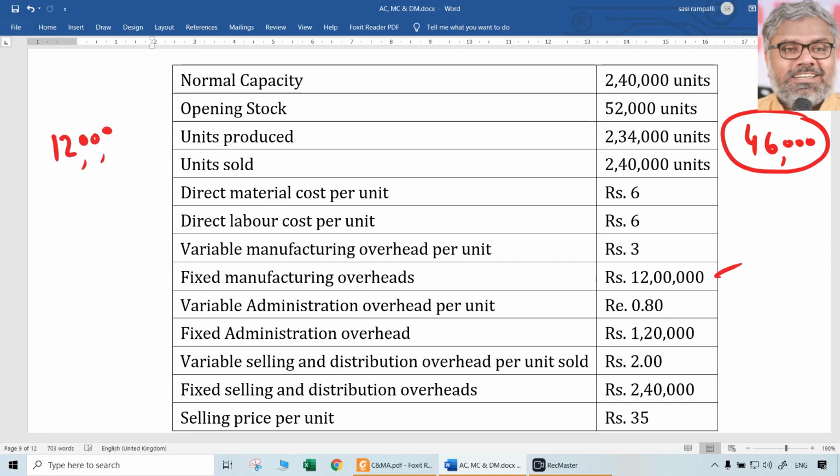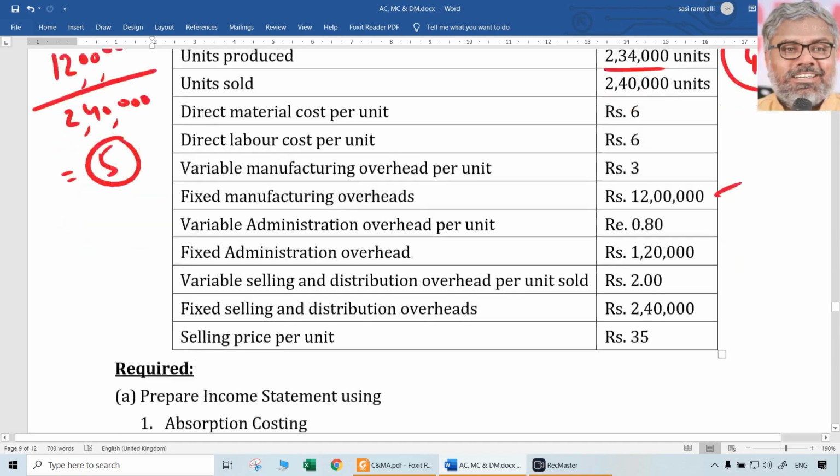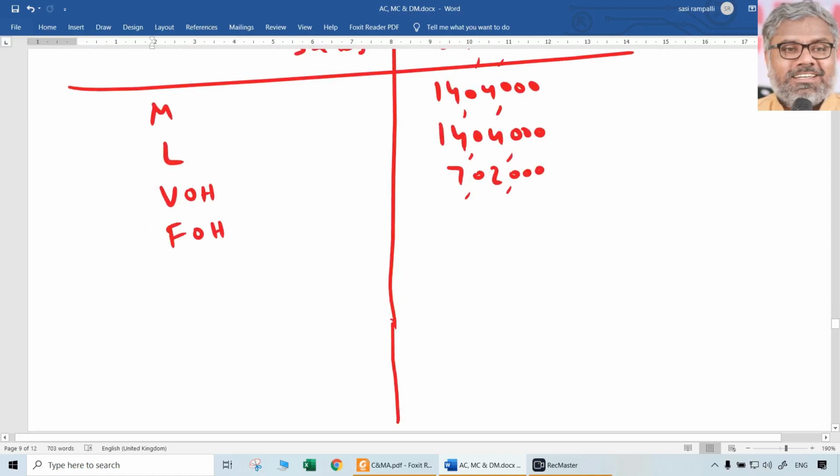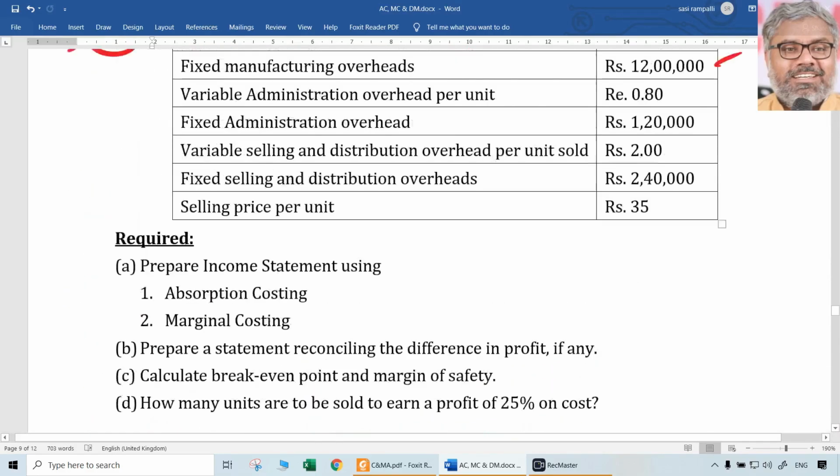So 12 lakhs divided by 2,40,000 units, which is normal capacity. That is 5 rupees per unit, the absorption rate of fixed manufacturing overheads, and the units produced are 2,34,000 units. So 2,34,000 into 5. 11,70,000 is going to be fixed overheads, which are absorbed fixed overheads. 11,70,000 rupees. How is that?